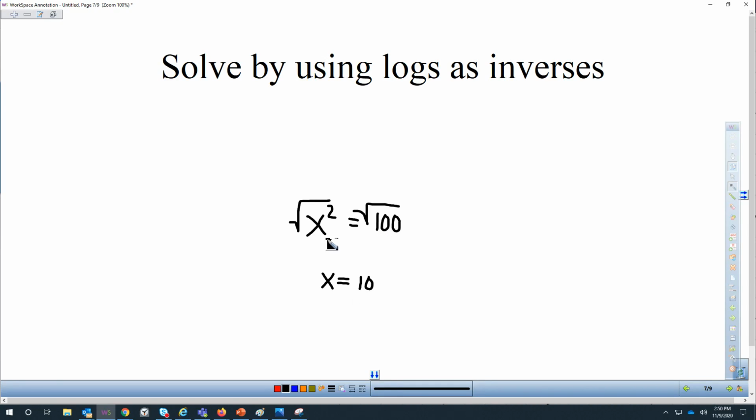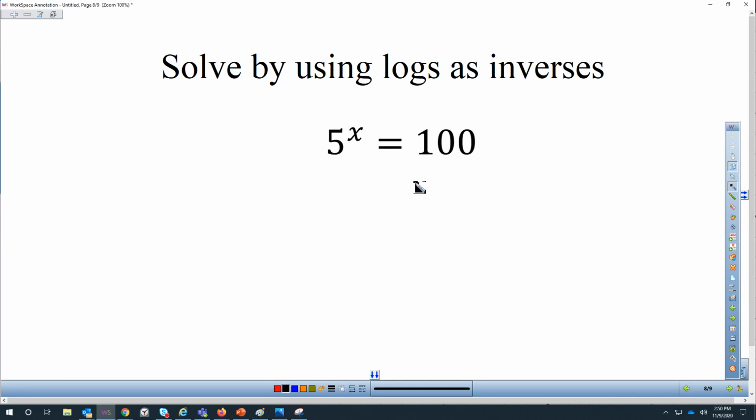Okay, now there's some details that I've kind of washed over here, but the idea is that using something to undo something else can be applied to both sides of the equation. And so here's a problem where we're going to undo this sort of 5 to the power of x operation that's going on here. And the way we undo that is with log base 5. So I'm going to go ahead and take the log base 5 of both sides of this equation.